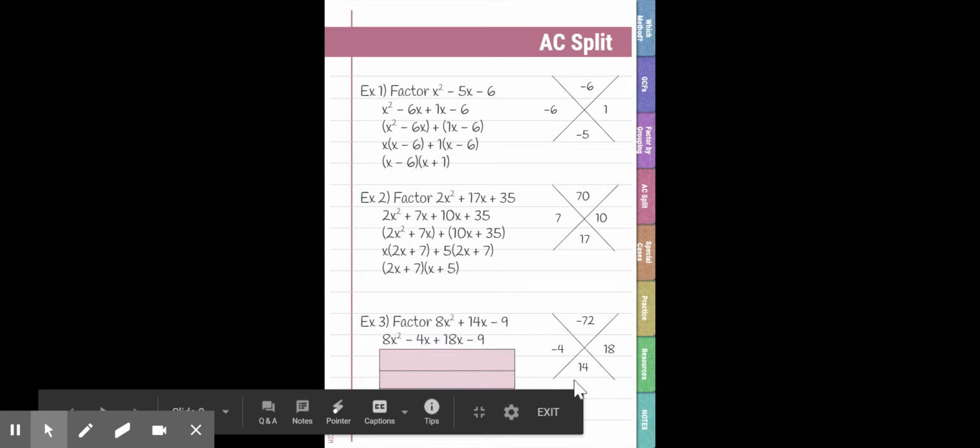Okay, write this with 4 terms. Again, the order doesn't matter, but the signs do. Put them in two groups, and then in my first group, I can divide by 4x, and in my second group, I can divide by 9. If I divide by 4x, I'm left with 2x minus 1. If I divide by 9, I'm also left with 2x minus 1.